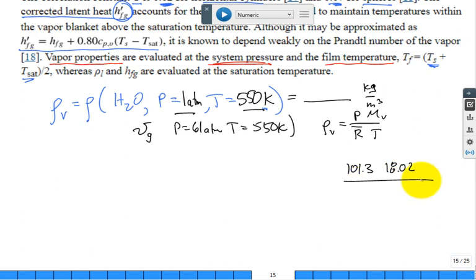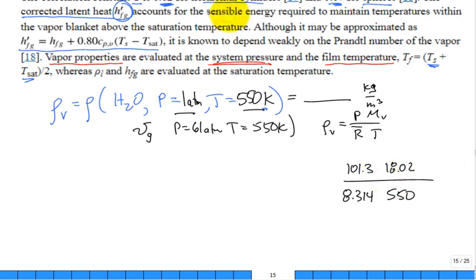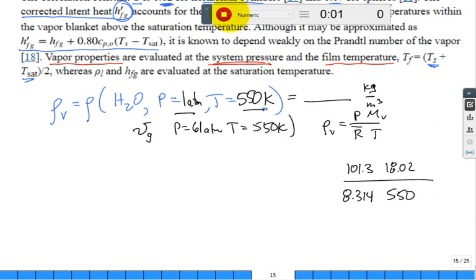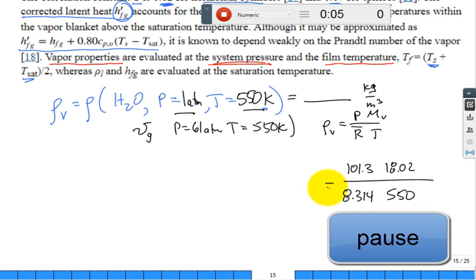18.02 for the molar mass of water vapor, 8.314 for the universal gas constant, and 550. What does this give us? Let's take a numeric input, and we'll do a new numeric study here. So calculate this and see what you get.